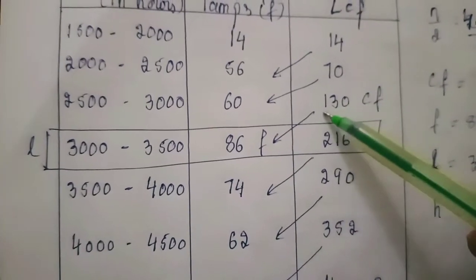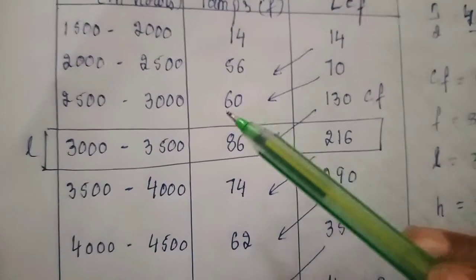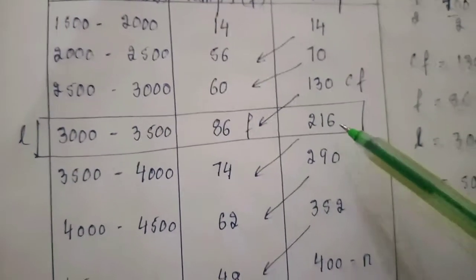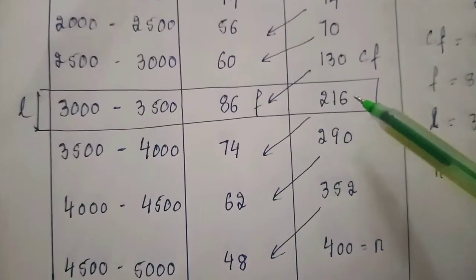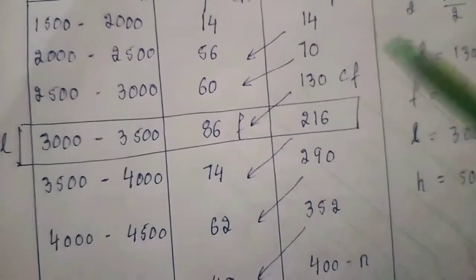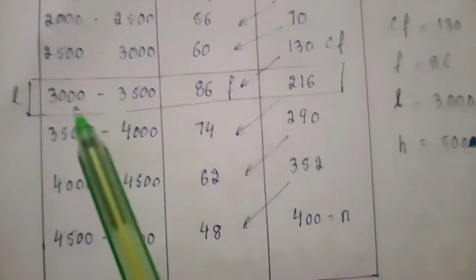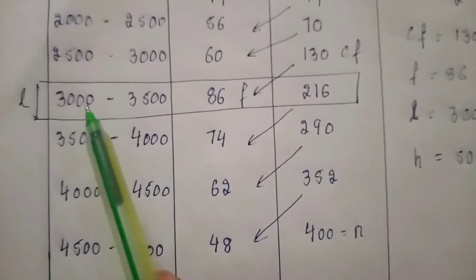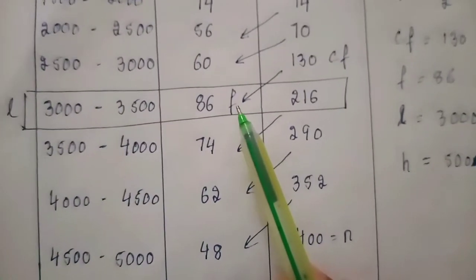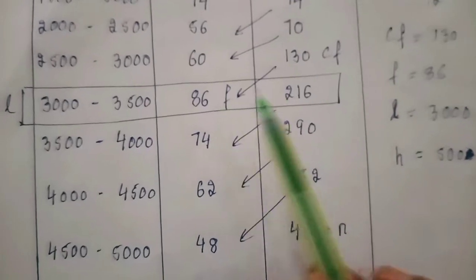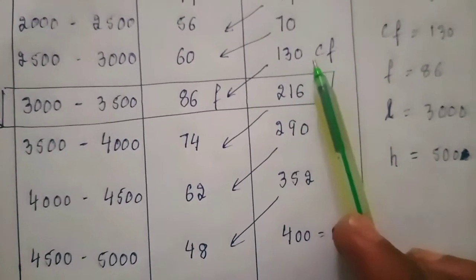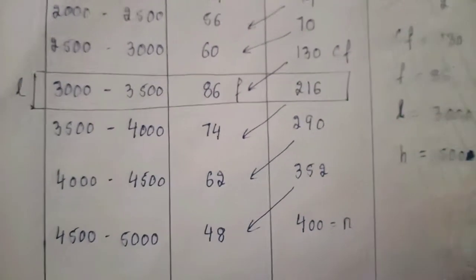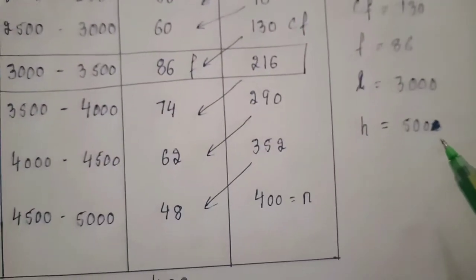Up to 130 is in the third class interval, and from 131 to 216 is in the fourth class interval. So 400 by 2 is 200, which will fall in 3000 to 3500. So 3000 to 3500 becomes the median class. Now 3000 is L, 86 is the frequency F of the median class, and CF is the cumulative frequency of the class preceding the median class, that is 130. And the class size is H, that is 500.